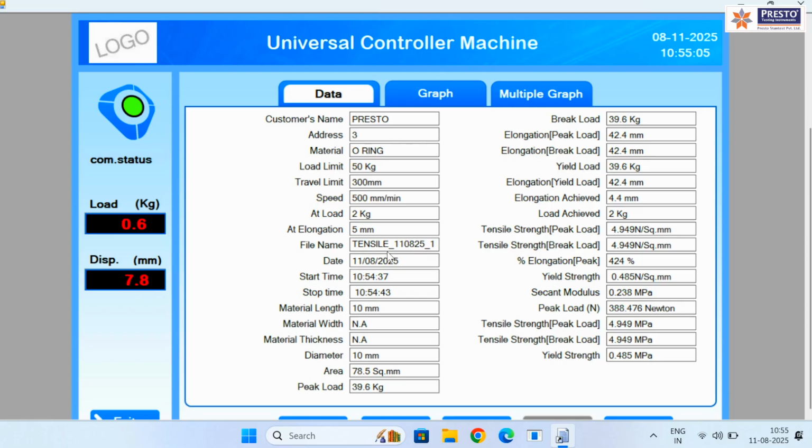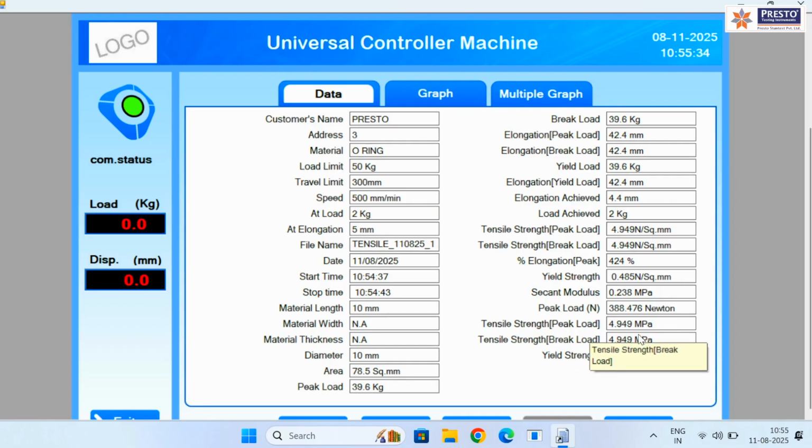So what are all the results we have seen right now? We can see the peak load and the elongation here. The peak load is 39.6 kgs, the break load is also 39.6 kgs, and it has elongated to 42 mm. The yield load, the tensile strength, the elongation percentage, everything will be calculated here.